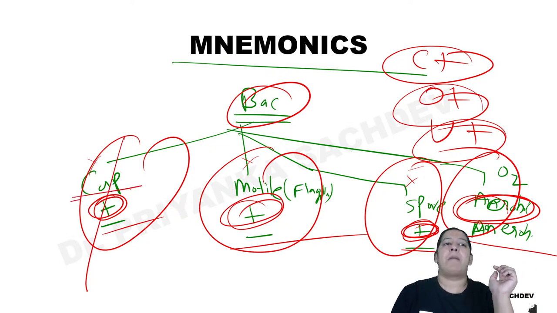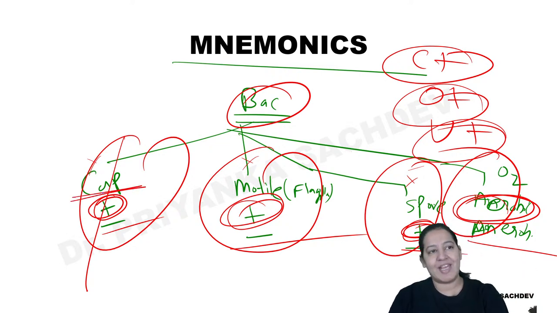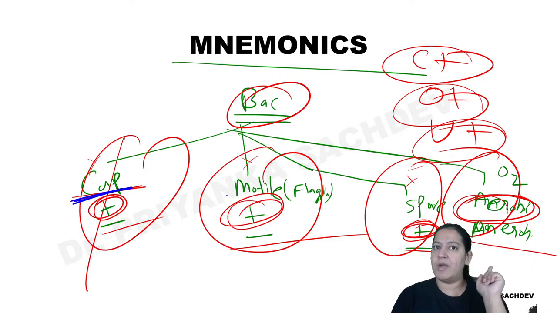So let me start with capsule. First, I will give you the mnemonic for capsulated bacteria. Then I will give you the mnemonic for motility.